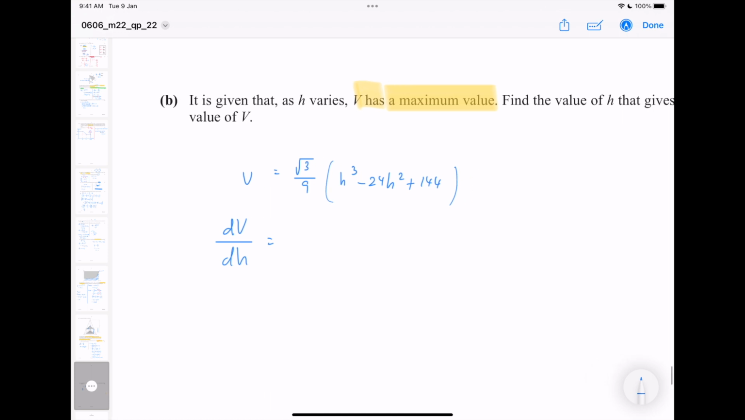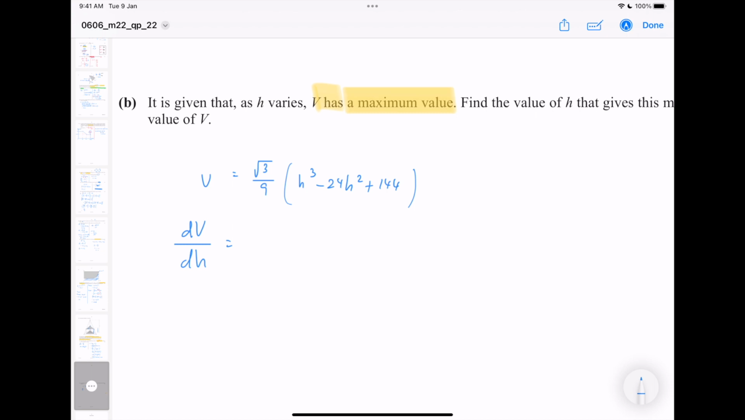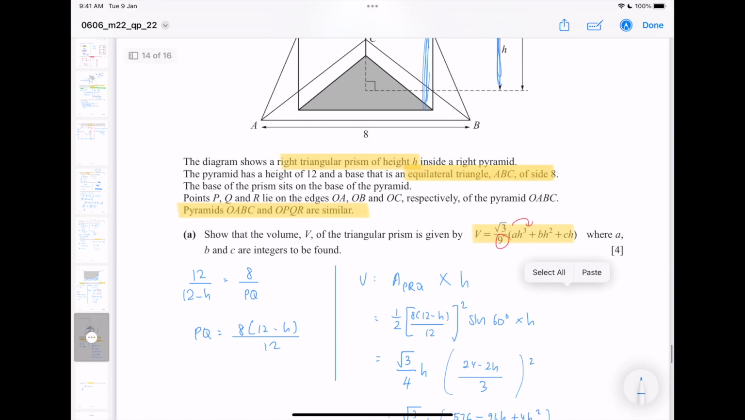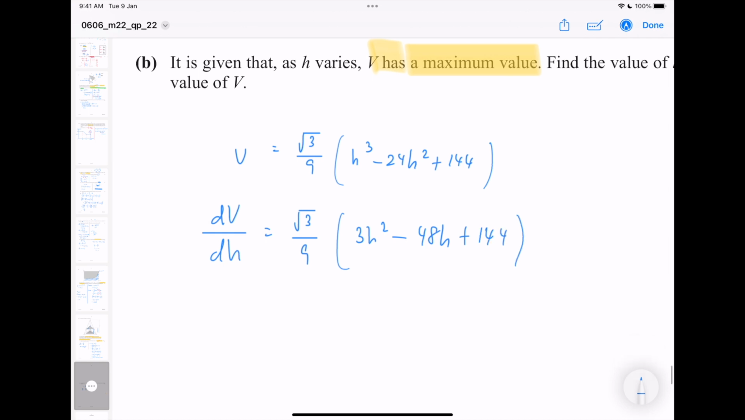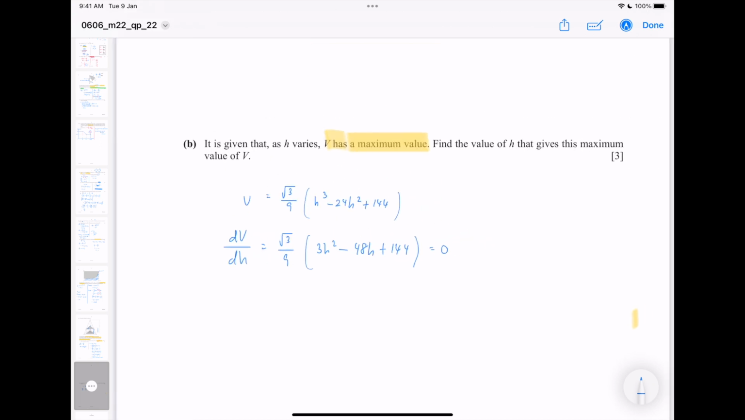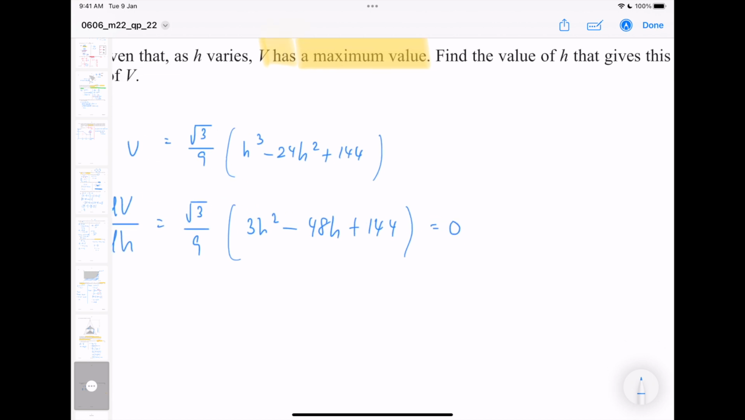Let us differentiate. Numbers can be ignored because when you differentiate, they stay the same as the multiple. You're going to have 3h squared minus 48h plus 144. It says maximum, so you're finding the turning point, which equals 0. So it's just 3h squared minus 48h plus 144.